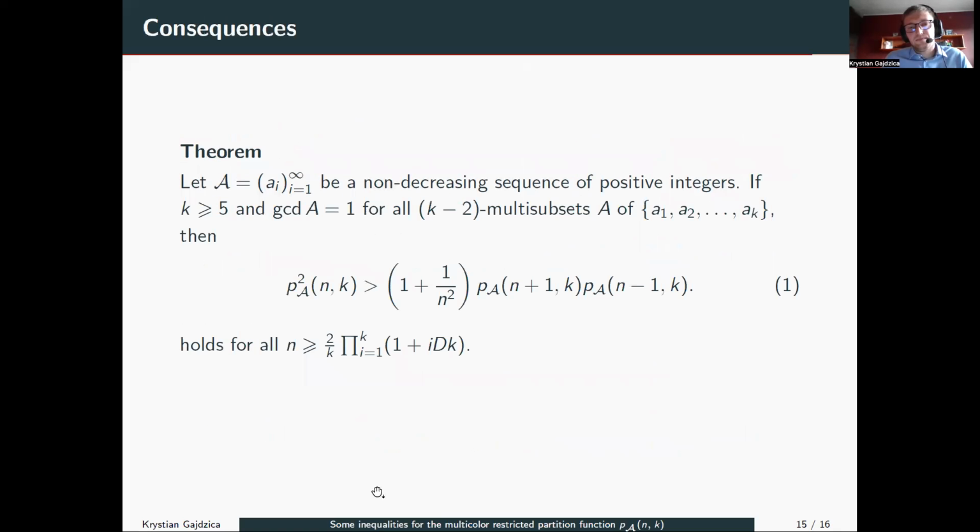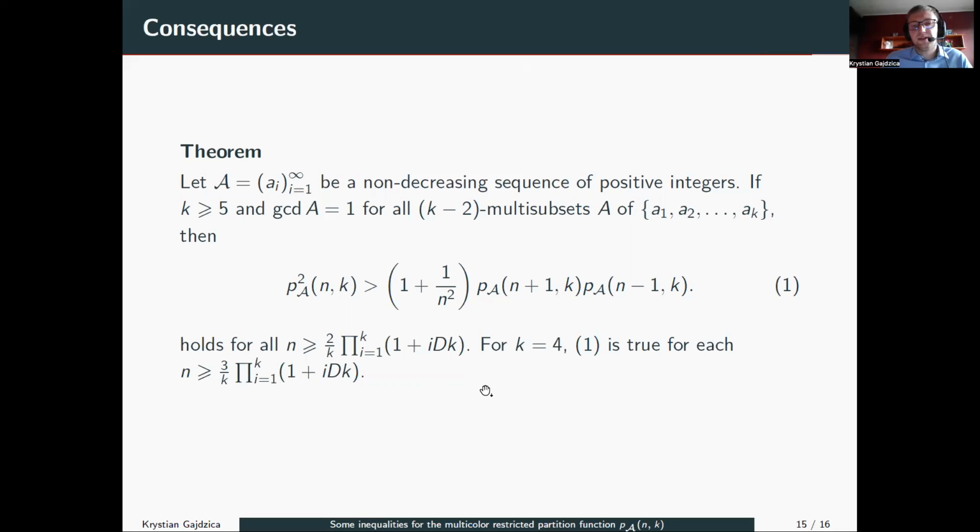For example, if we want to check under what condition on the multiset A1 up to AK the following inequality holds. If we assume that k equals 5, then it is actually the same assumption as in the theorem related to the log concavity of the multicolor restricted partition function. If k equals 4, then we need to assume that n is at least equal to the following number.